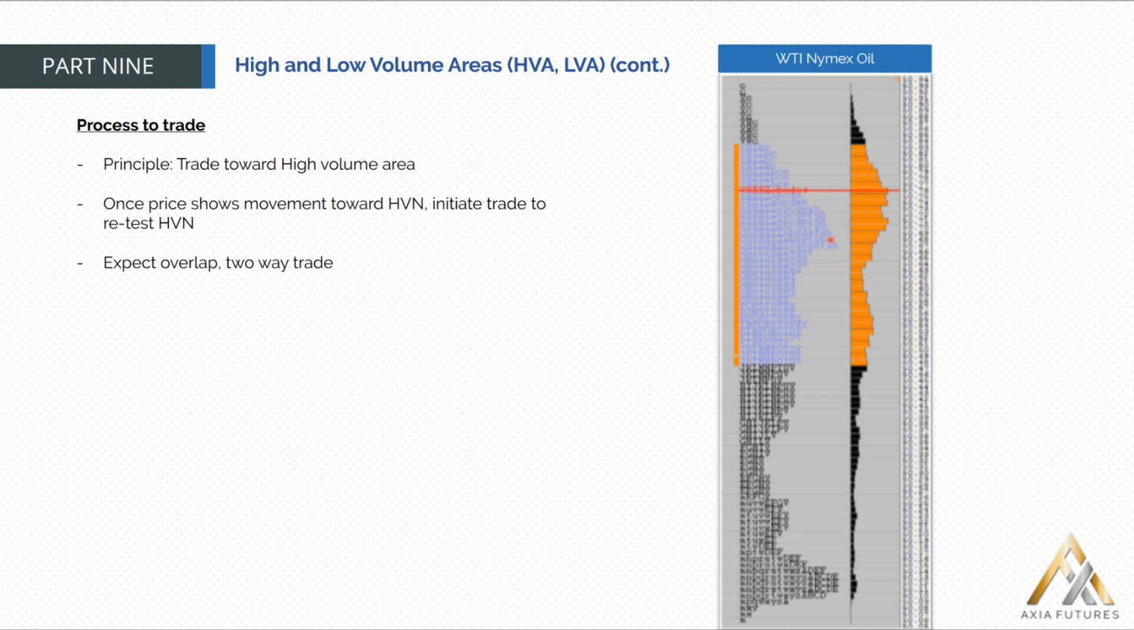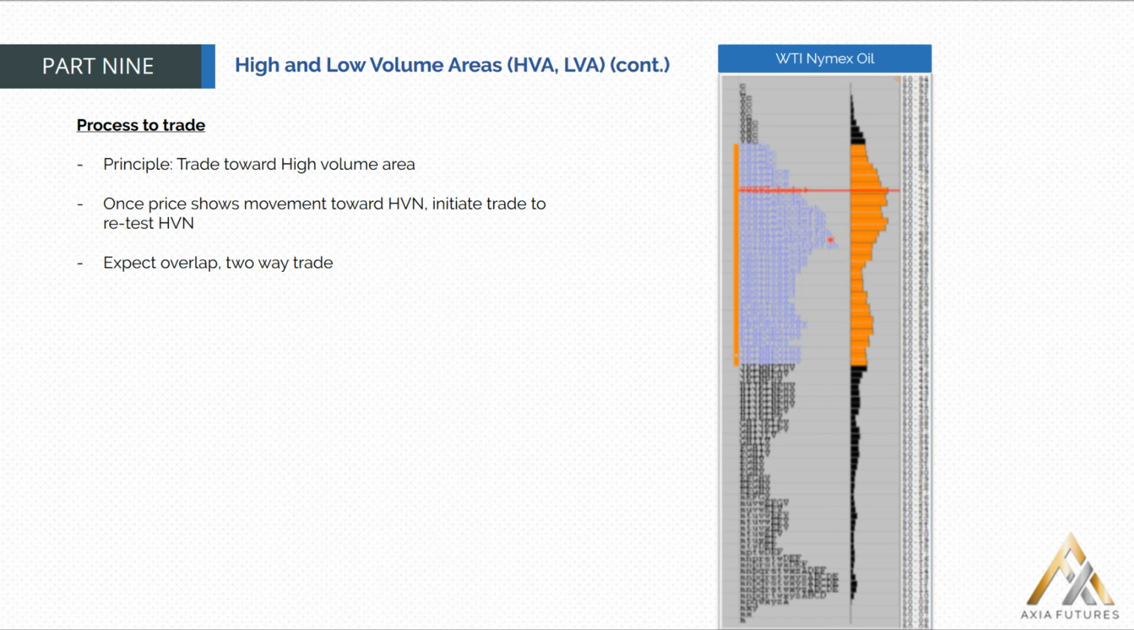So once price shows movement towards the high volume area, we want to then initiate trade to retest the high volume area. So for example, we can see the market is trading up towards the high in this example. Once the market shows that sellers have entered, we're seeing some sell side action, we then want to trade this trade back down towards the lower of the high volume nodes or high volume areas.